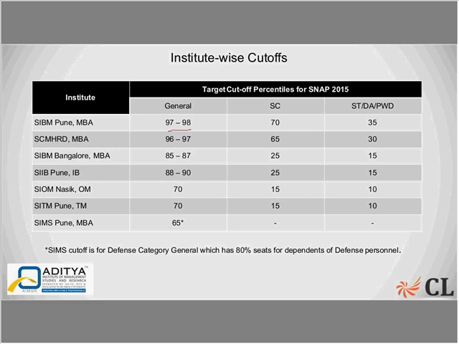Okay, SCMHRD, the cutoff is a shade lower. SIBM Bangalore, SIIB Pune, they are somewhere around a 90 percentile mark. SIBM Bangalore, in fact, had upped its cutoff to something like a 92, 95 kind of a range. But of late, they have come back because they were not getting the right kind of students at that particular cutoff range.